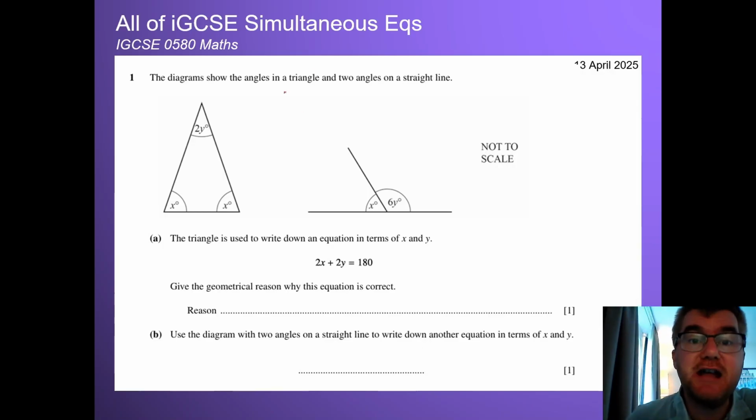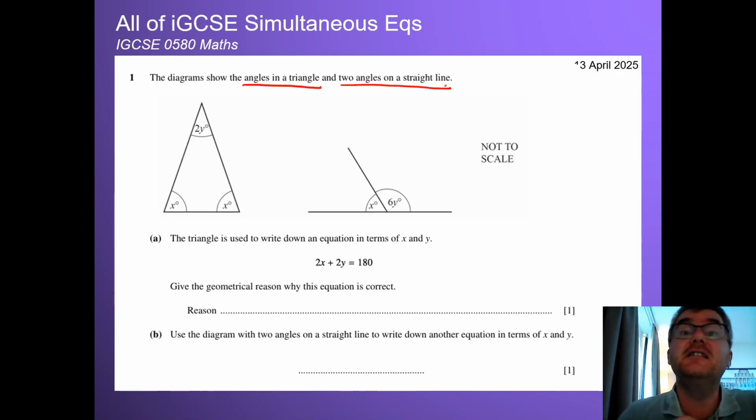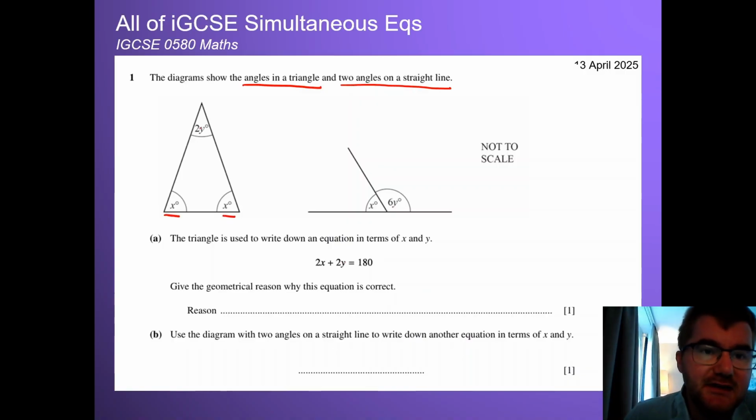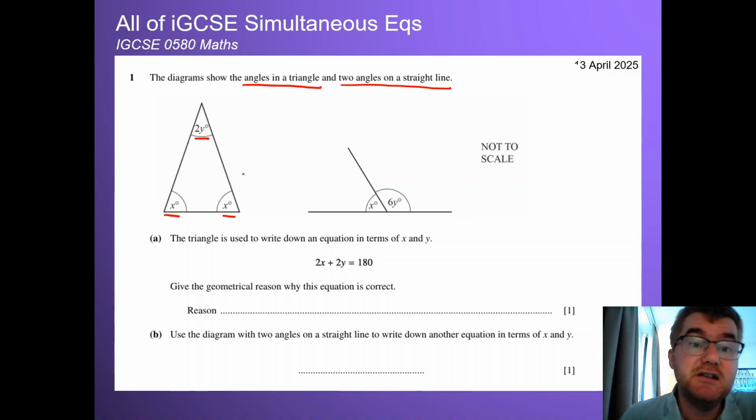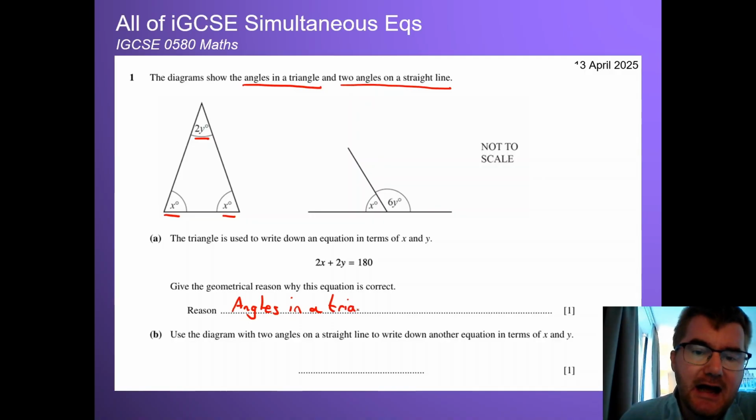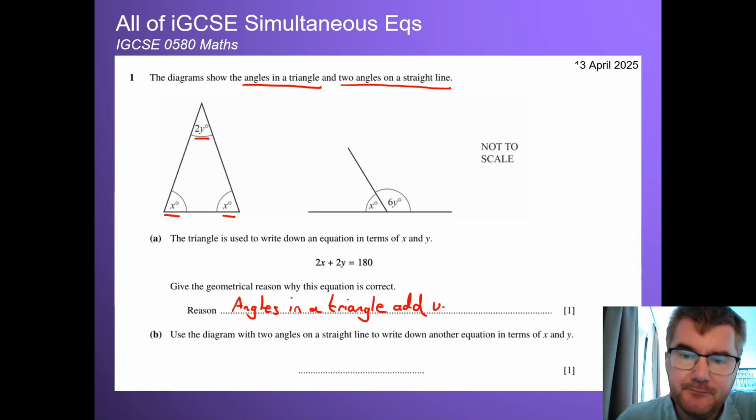So the diagram's here, which shows angles in a triangle. And we have our two angles on a straight line. Notice I'm always underlining the key things here. The triangle is used to write down an equation in terms of x and y. So we have 2x plus 2y. So these two added together plus this added together gives us 180. And we need to give the reason for that. And the reason for that is, remember, all angles in a triangle add up to 180 degrees. So we're exploiting that fact in order to actually create this equation.